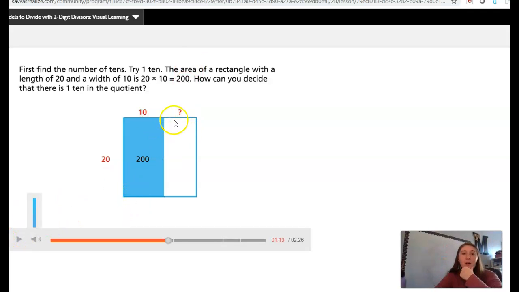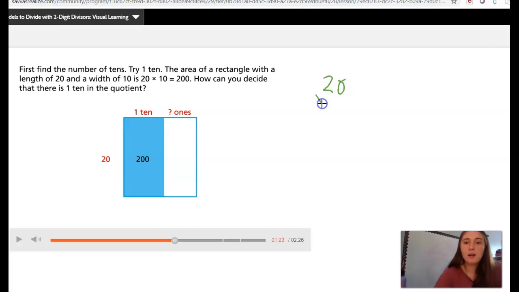Let's see if we can find out what else our unknown number has. So we started with the tens. How can you decide that there is 110 in the quotient? Well, something we did before was we tested and saw how many tens we could do. We did 20 times 10, which we know from this is the 200.